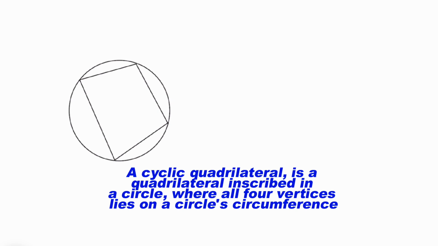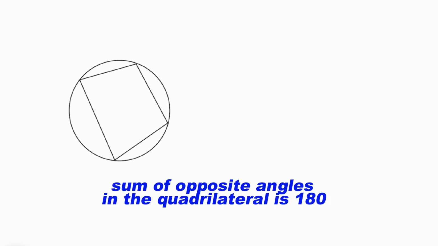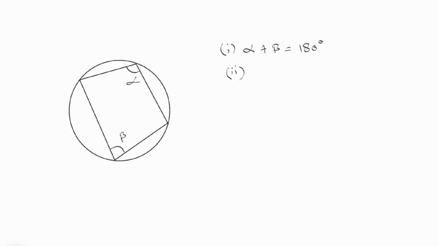But the main important thing to know is that for a cyclic quadrilateral, the circle is not the main thing. For a quadrilateral to become a cyclic quadrilateral, there are two important properties. One is that the sum of opposite angles in the quadrilateral should be equal to 180 degrees. So, for a quadrilateral to be a cyclic one, alpha plus beta should be equal to 180 degrees. The second rule is that the quadrilateral should satisfy Ptolemy's theorem.